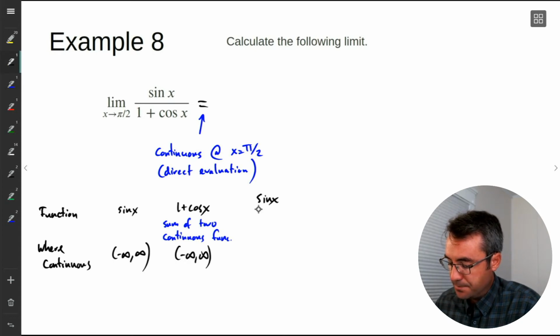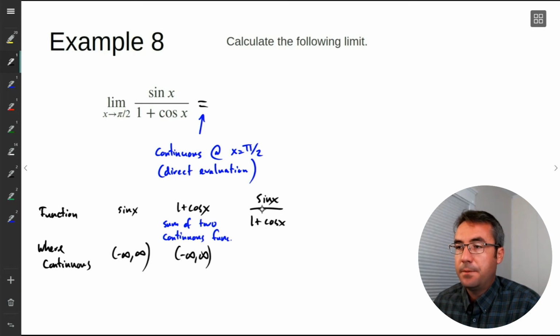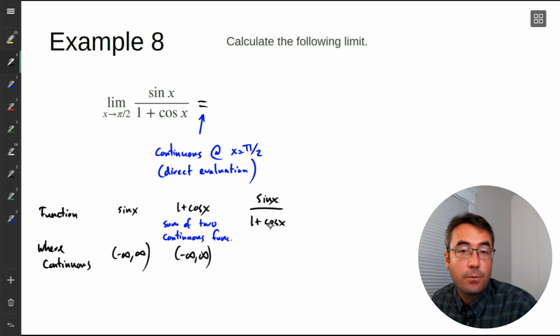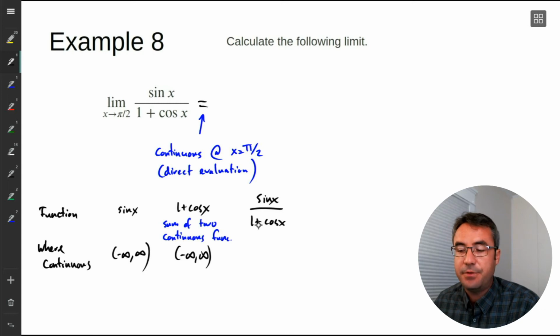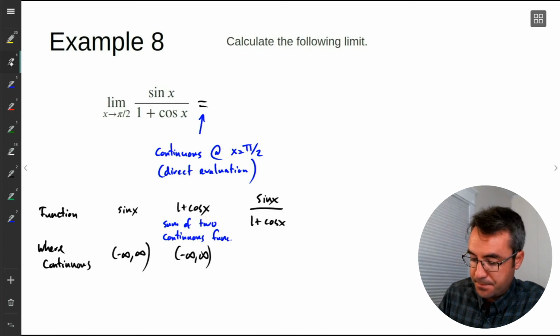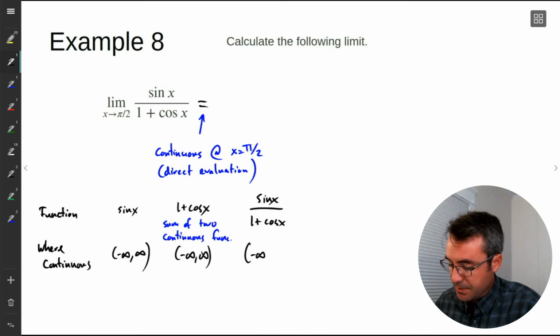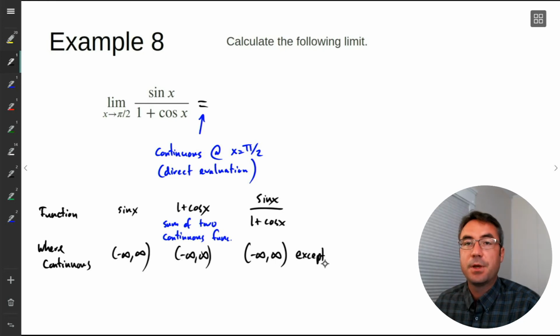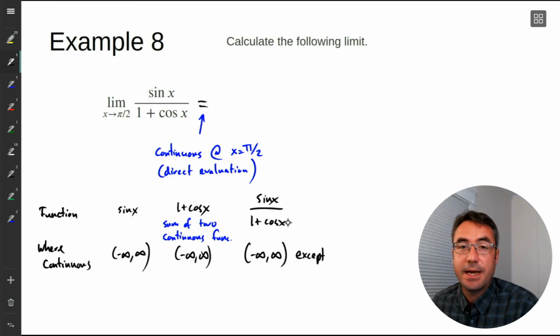All right, so what about when we do the quotient? Sine x divided by 1 plus cosine x. Well, it's going to be continuous everywhere, except we have to be careful. We're dividing, so we can't have division by 0. So it's going to be continuous on the interval from minus infinity to infinity, except where 1 plus cosine x is equal to 0.